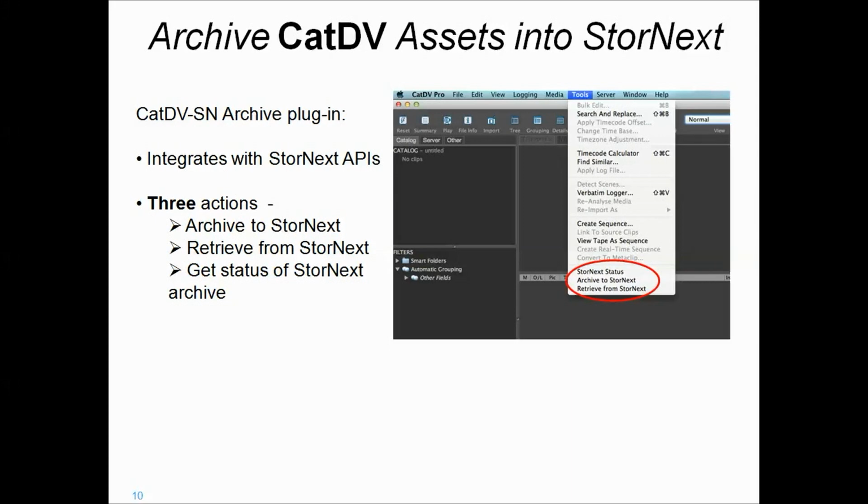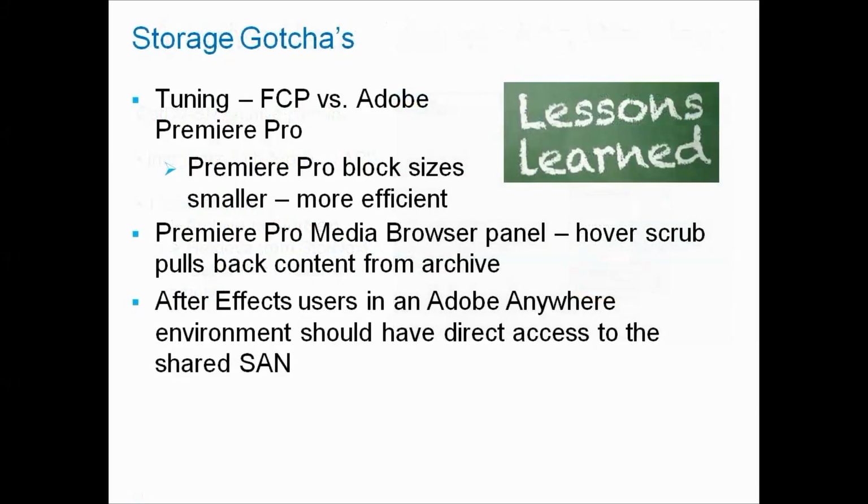The beauty is because StorNext provides a single web services API for whether you're moving content to tape or to Lattice private cloud or to public cloud, AWS public cloud, it's a single API call. So CatDV integration allows you to get benefits of not just using tape, but both private cloud and public cloud as options for your long-term storage.